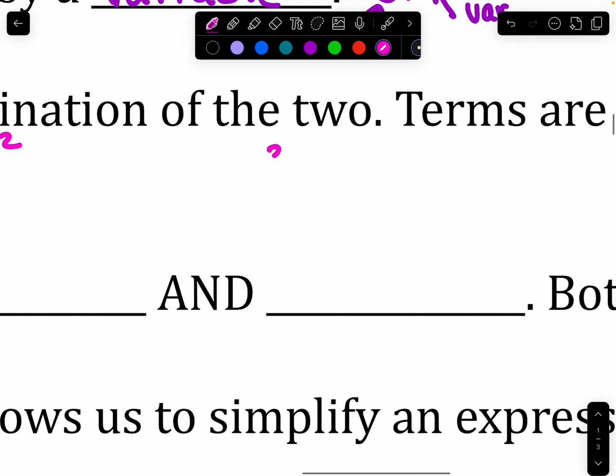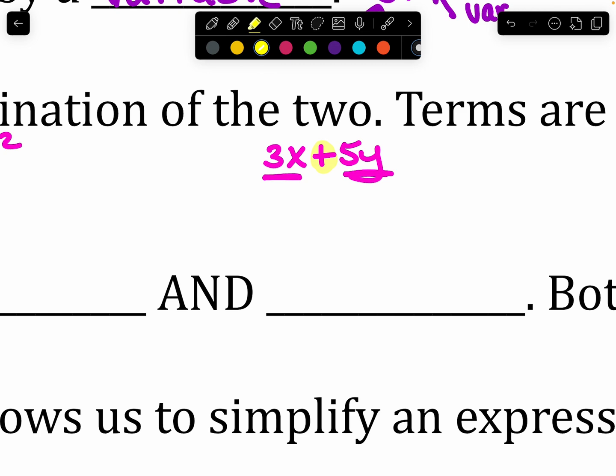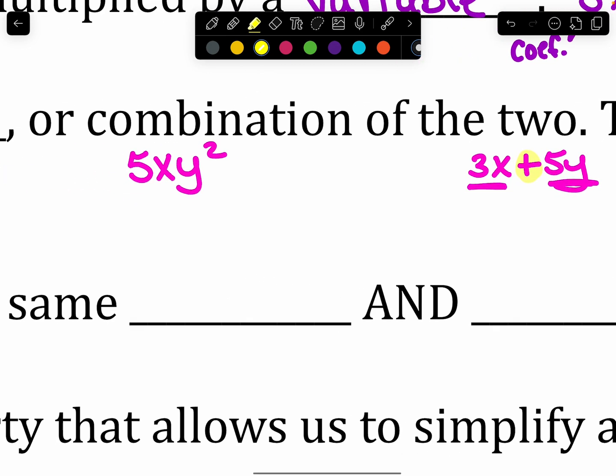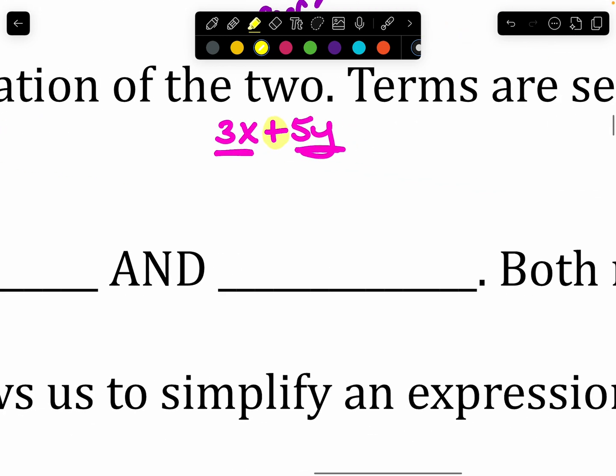If I gave you the example of 3x plus 5y, I now have two terms. 3x is a term and 5y is a term. Those two things are separated by an addition sign. So therefore you have two different terms. Over here, there was not an addition or subtraction sign anywhere within my 5xy squared. So it is a single term. Over here, you've got two terms.